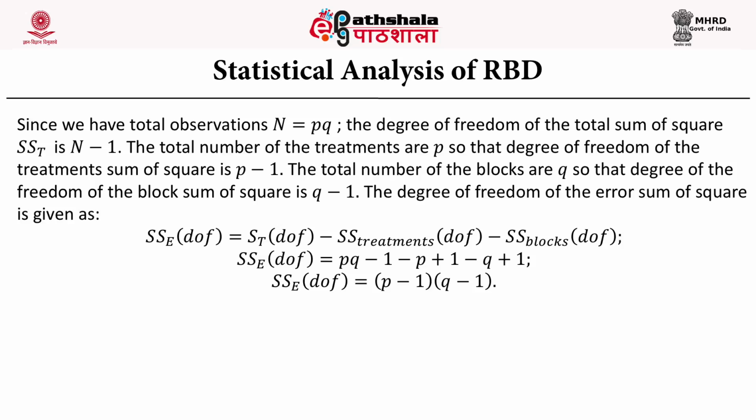This equation is represented as a partition of the total sum of squares. In this partition, the first term represents the treatment sum of squares, the second term represents the block sum of squares, and the last or third term represents the error sum of squares.